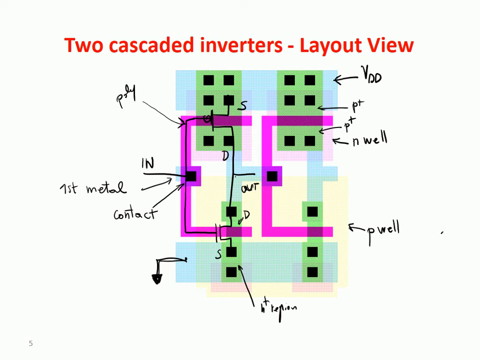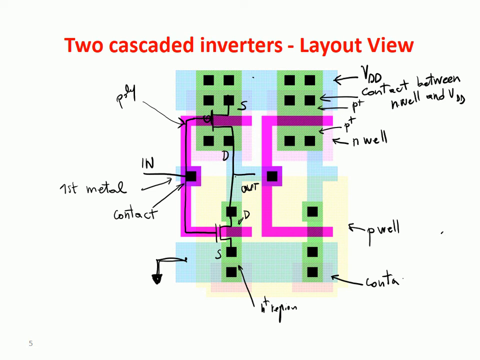And that's it. Okay. This other contact here that you can see is a contact between the N-well and VDD. So let me write the contact between N-well and VDD, which is always the case in digital logic.